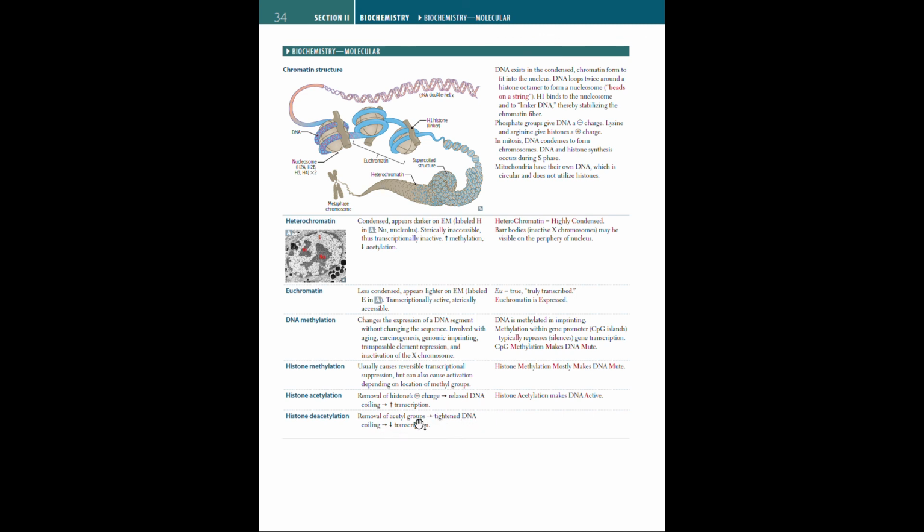It happens when you require them. You need more DNA and more making of cells. So yes, that's when acetylation happens. Histone acetylation makes DNA active. Histone deacetylation, removal of acetyl groups, tightens DNA coiling causing decreased transcription.